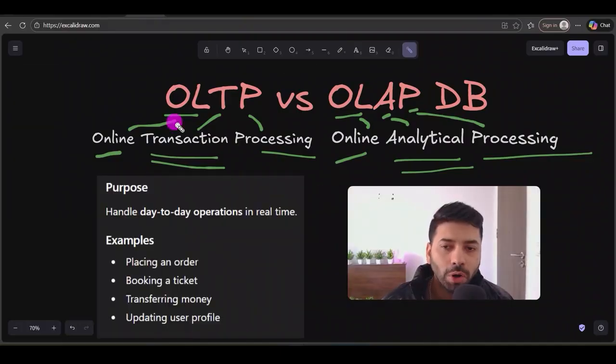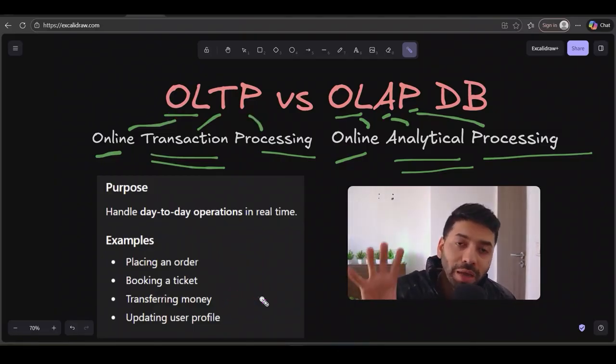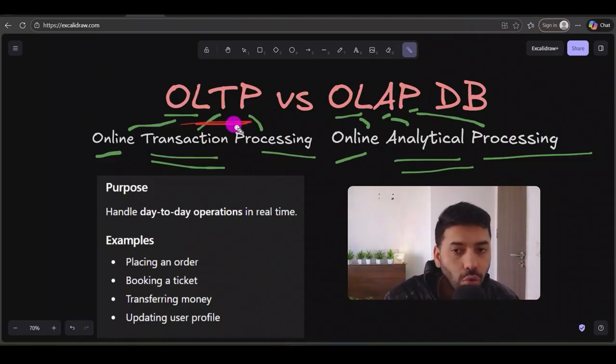First, if we talk about OLTP, the purpose is to handle day-to-day operations in real time. As you can see, it contains transactions, so it handles the real business. The day-to-day transactions which are happening are handled by OLTP. Some examples can be placing an order, booking a ticket, transferring money, updating a user profile. So all the major operations that your product provides are handled by OLTP.